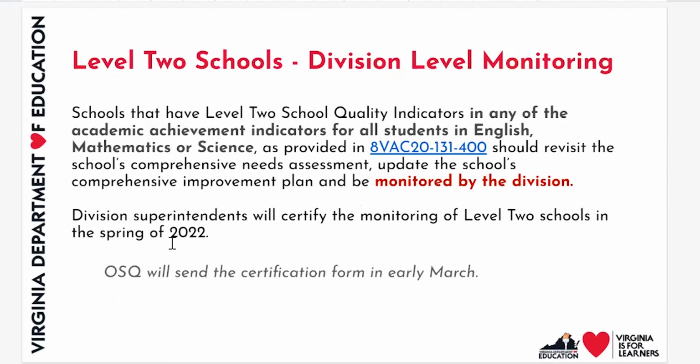So schools that have level 2 school quality indicators and any of the academic achievement indicators for all students in English, math, or science should revisit the CNA, update the comprehensive school improvement plan, and be monitored by the division. And we're going to send out that recertification form in early March. And so remember, it's a requirement the division monitors these, and their division superintendents must certify that monitoring is taking place. But we'll be getting that to you in early March. So remember, level 2 schools not off the hook, so still have to be monitored just at the division level.